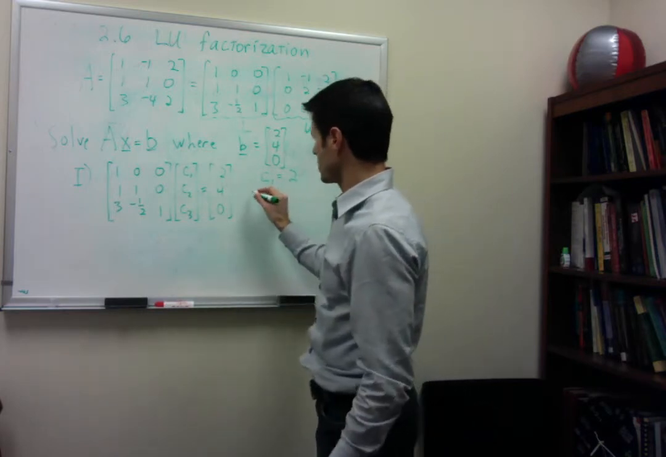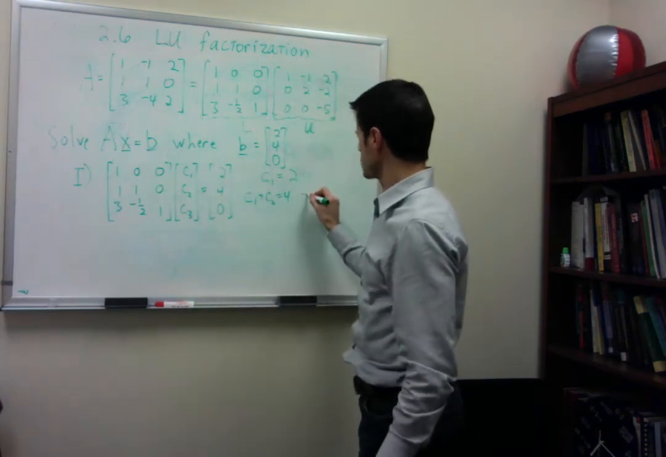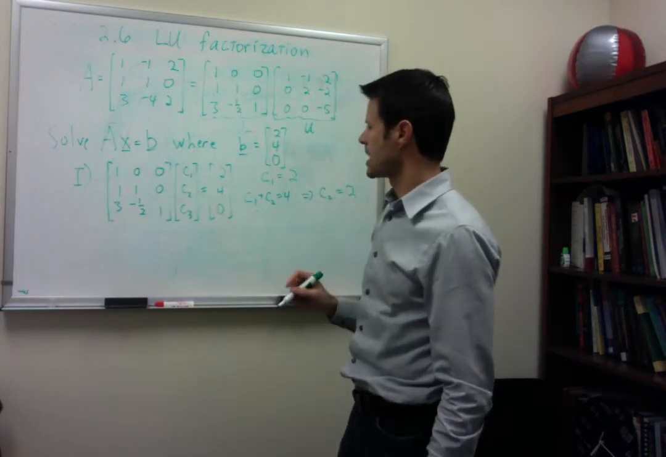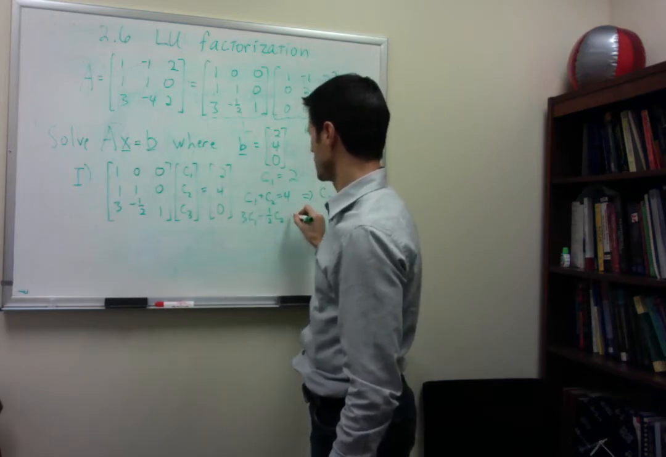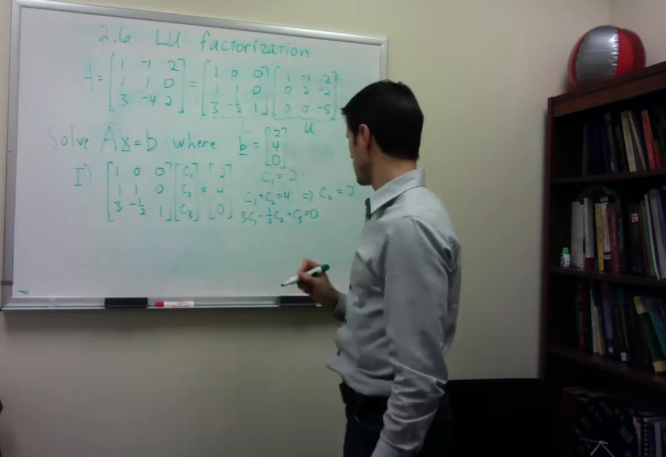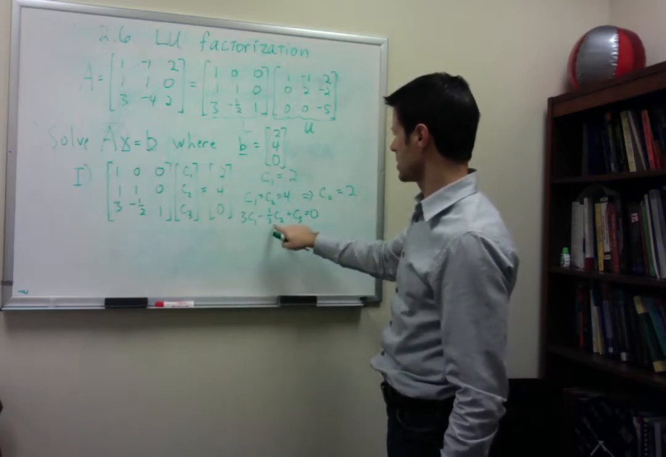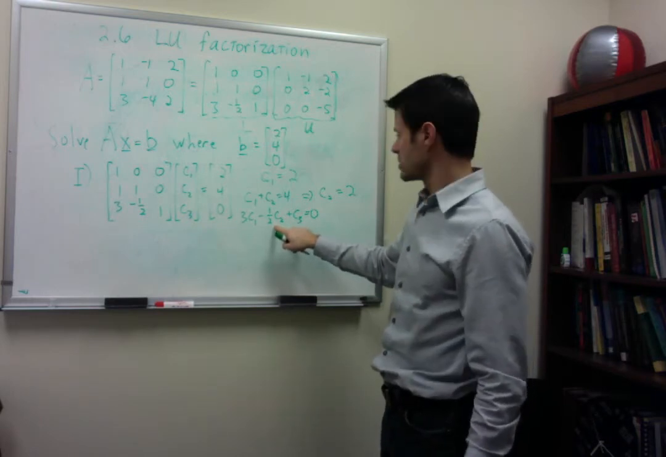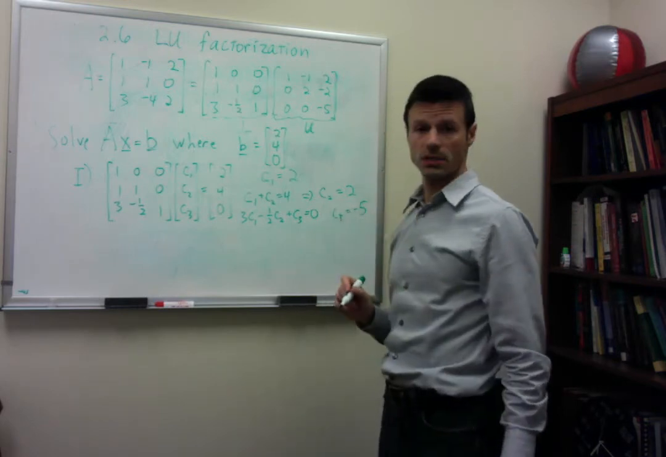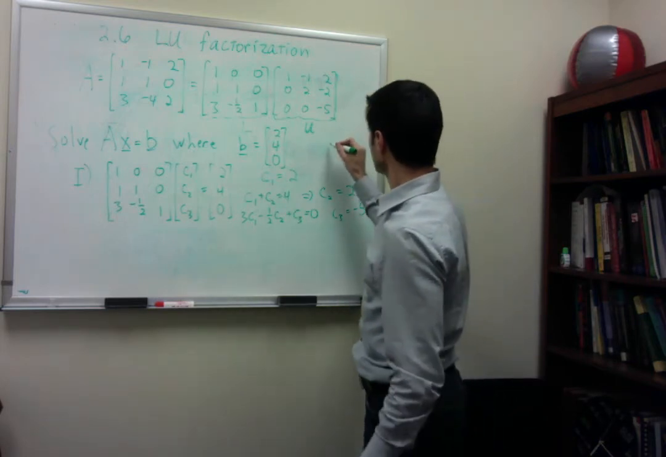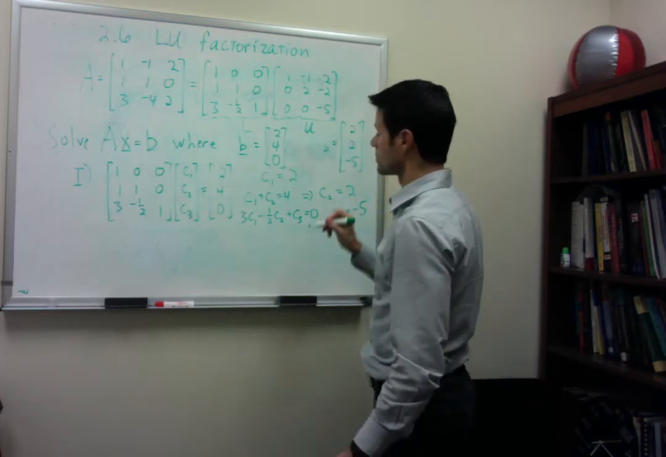So I'll write out that equation. The second row here says C1 plus C2 equals 4, and knowing that C1 is 2, we get that C2 must equal 2. And then our last equation is 3C1 minus a half of C2 plus C3 equals 0. Of course, if C1 is 2 and C2 is 2, these two terms are 6 minus 1. So we have 5 plus C3 equal to 0, and C3 must equal minus 5. So we have our vector C: C equals 2, 2, minus 5.